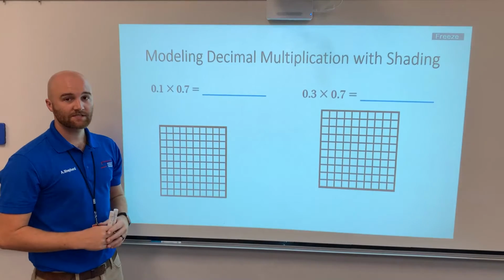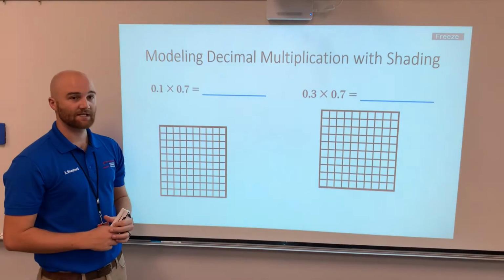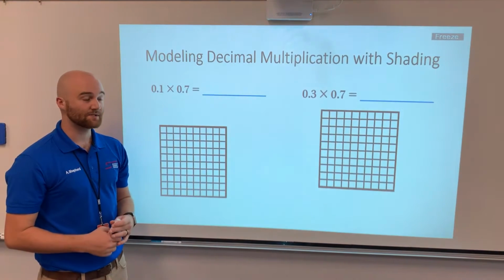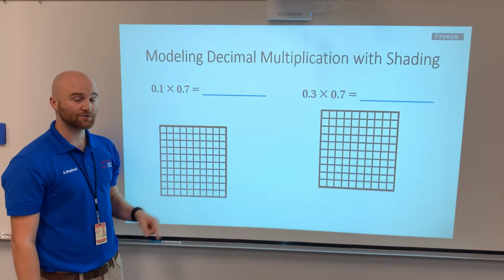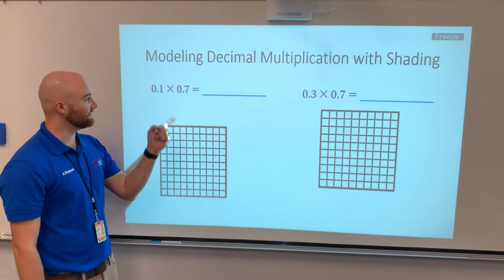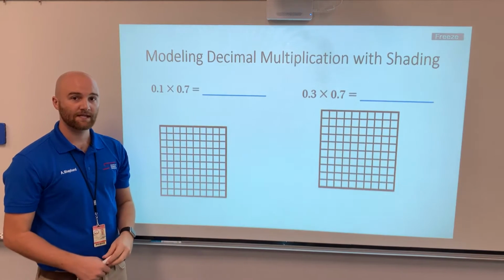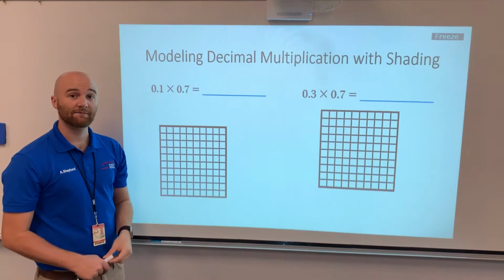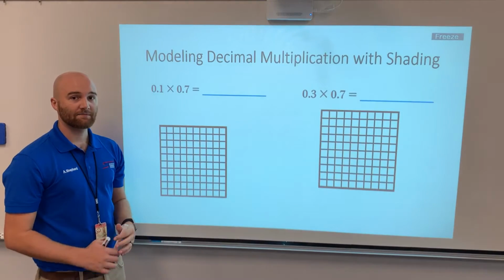Let's look, for example, at this one. On this one, I've got 1/10 times 7/10. And the first thing I need to do is make sure that I have a hundredths grid. Now, why do I need a hundredths grid if my multiplying numbers, my factors, are in tenths? That's because I'm going to end up with hundredths as my answer. So let's see how that happens.